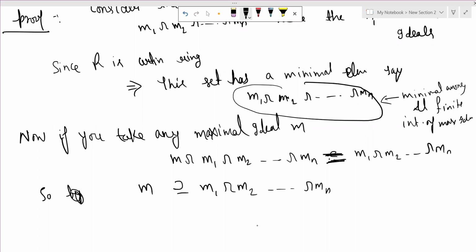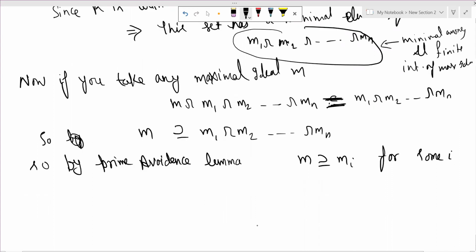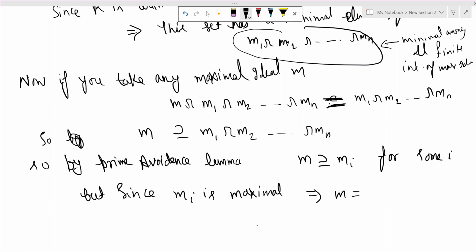Now since every maximal ideal is a prime ideal, we can use the prime avoidance lemma. By the prime avoidance lemma, M contains Mi for some i. But since Mi is maximal, this implies M equals Mi.